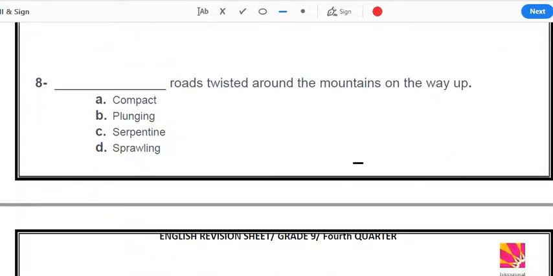8. Space roads twisted around the mountains on the way up. Twisted means that they are not straight, so the closest one is serpentine. Serpentine means it looks like a snake. It's not straight, it's twisting.